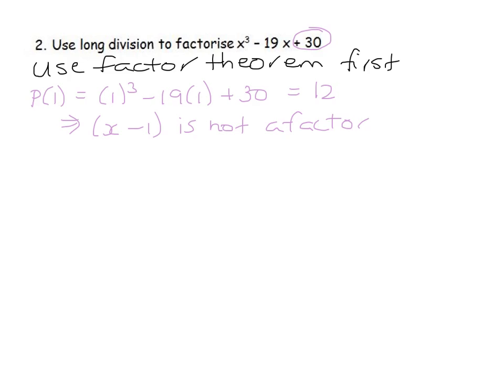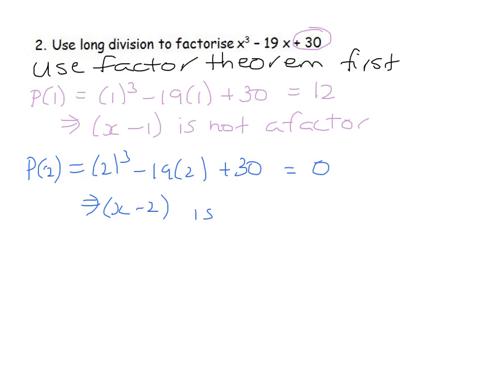Now obviously the more factors that last digit has, the plus 30 in this case, the more hit and miss things are going to be. I'm going to try p of 2, and sometimes you just have to keep working at it until you actually get one. So it'll be 2 cubed minus 19 times 2 plus 30. And luckily, this does equal 0. So that means that x minus 2 is a factor.